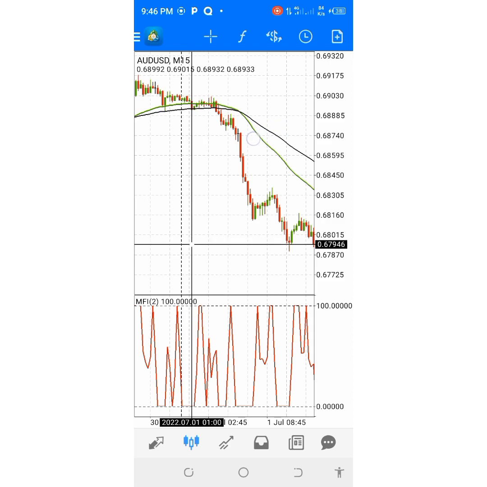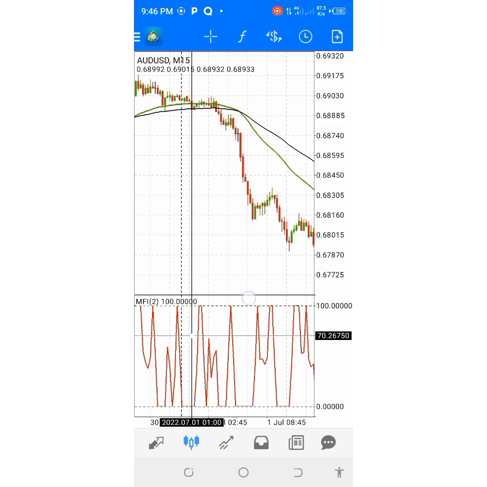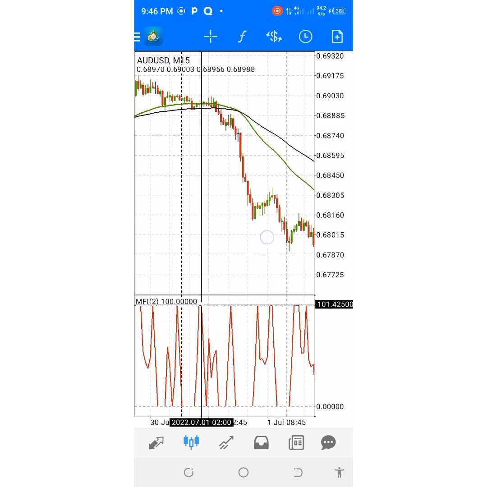So when that happens, look at your MFI. At that time, you will discover that it will be at the 0 level. Once it is at the 0 level, that's this bottom level here, wait for it to pull back to 100. The moment it crosses your 48 period moving average, wait for MFI to come to 100 level.